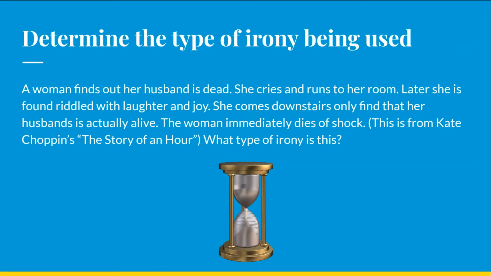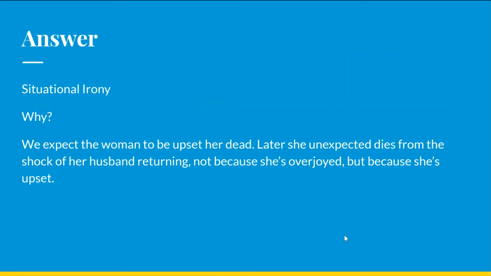If you have ever read Kate Chopin's The Story of an Hour, she uses all types of irony within her story. So the instance where she is running into her room and we think she's upset, but we find out that she's actually overjoyed. Then when we find out that her husband's actually alive and she dies because she's so upset, what type of irony do you think that is? That's right. Or wrong. I don't know what you thought.